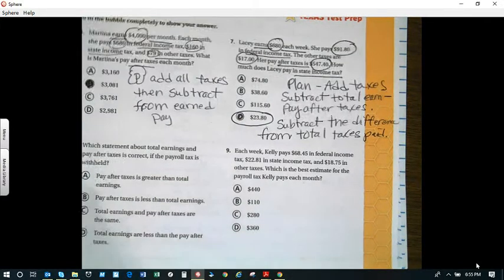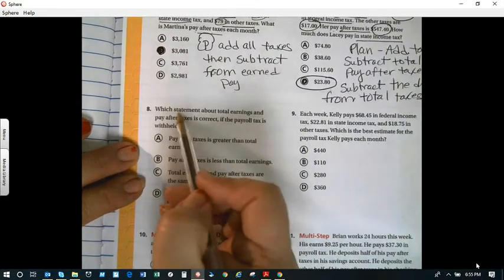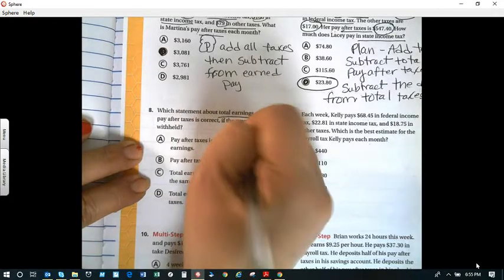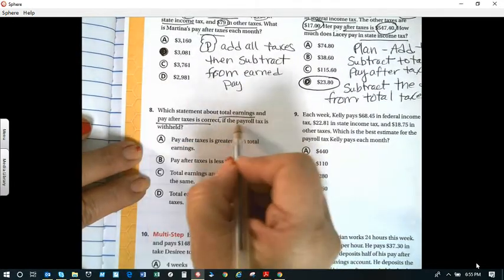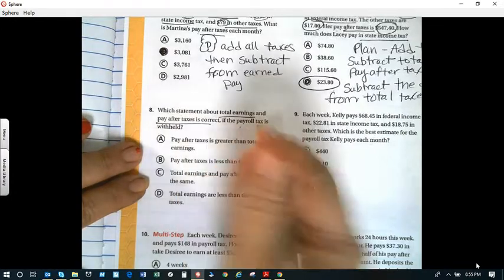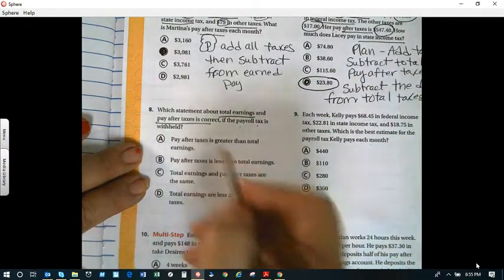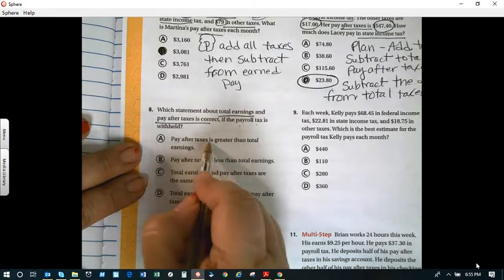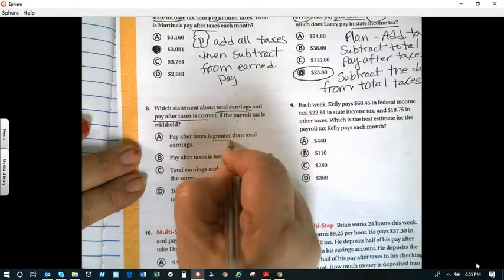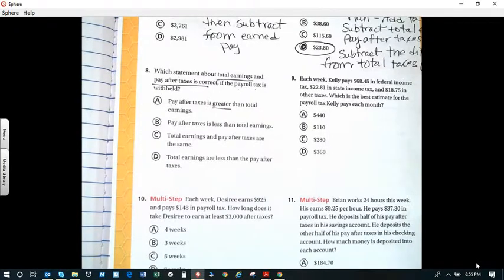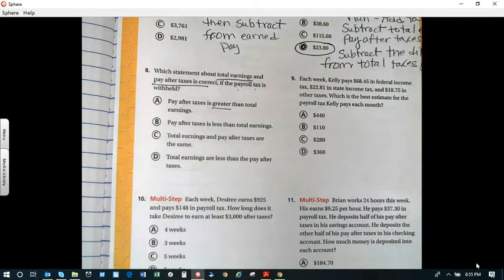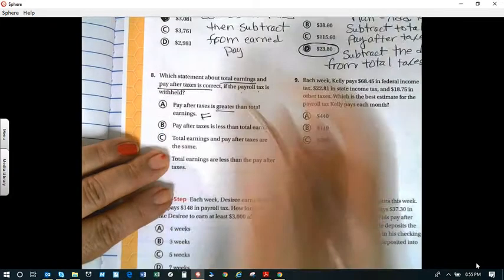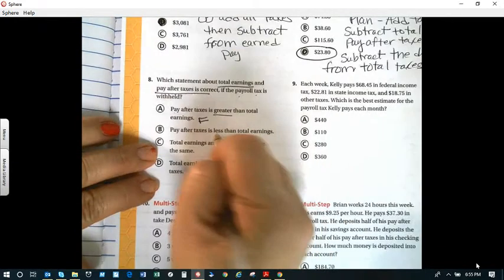Let's look over here for number 8. It says, which statement about total earnings and pay after taxes is correct if the payroll tax is withheld? So they're withholding the payroll tax. Would it be A, the pay after taxes is greater than the total earned? No, if you're going to earn $800 and their pay after taxes is going to be greater, you're not going to get $850, $900 if you're only making $800. So this is false.